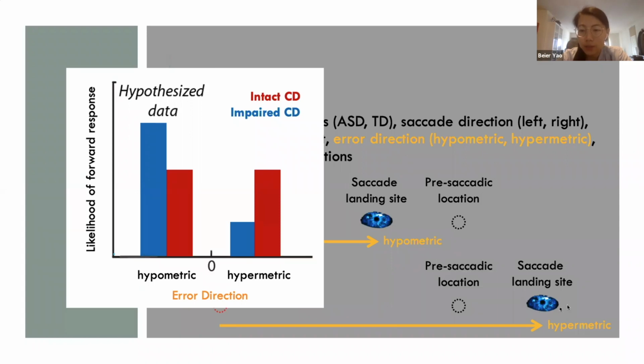Because as the saccade landing site falls ahead of the pre-saccadic location, it is more likely for the post-saccadic location to be backward to the saccade landing site. If their saccade is too short, then it is more likely for the post-saccadic location to be forward to their eye, and we would expect to see a high likelihood to answer forward as a result.